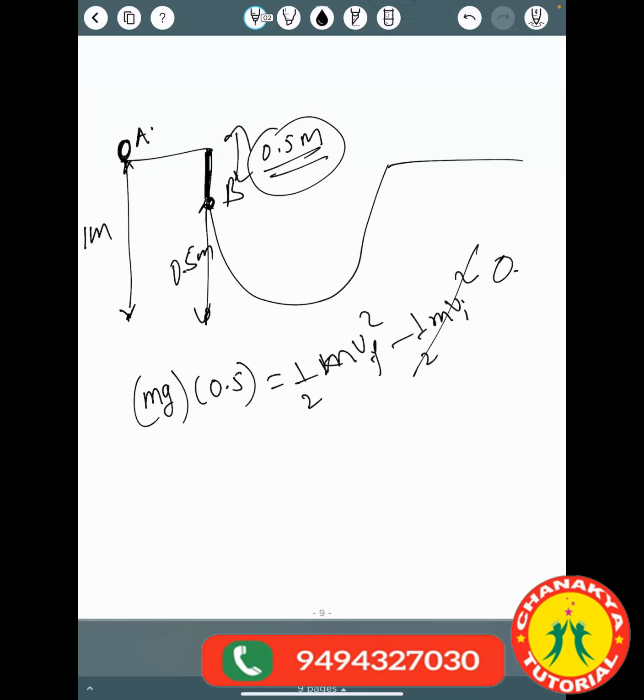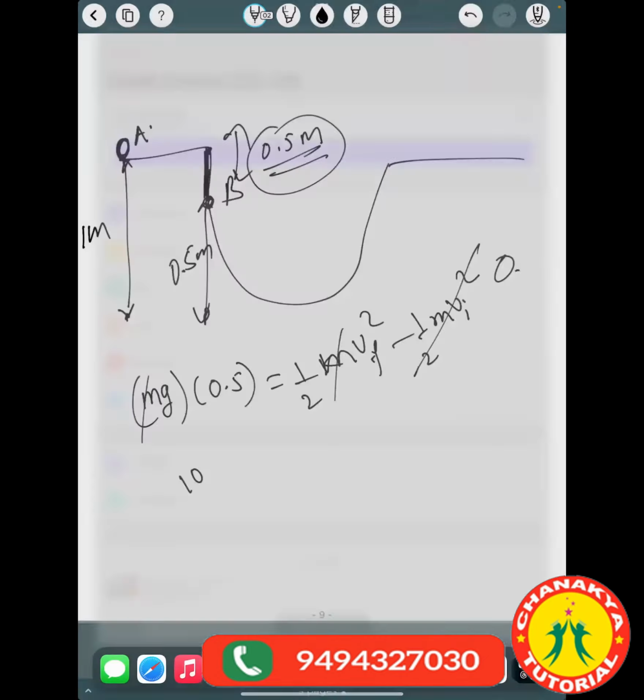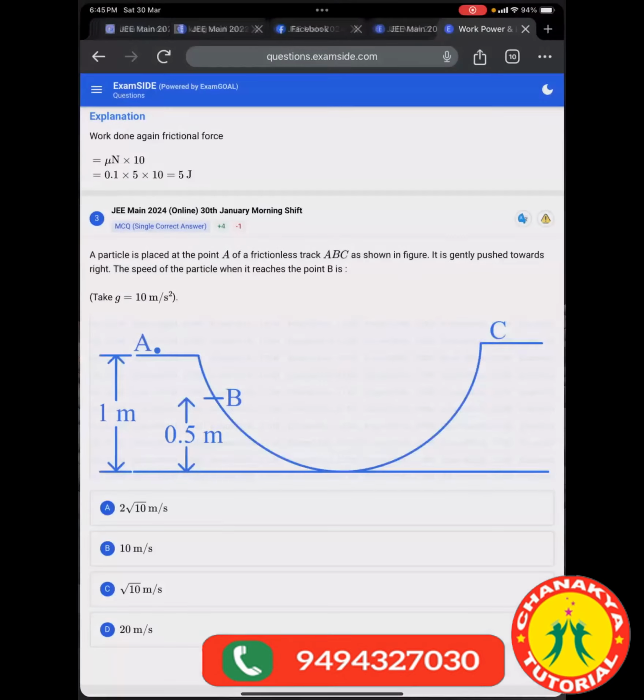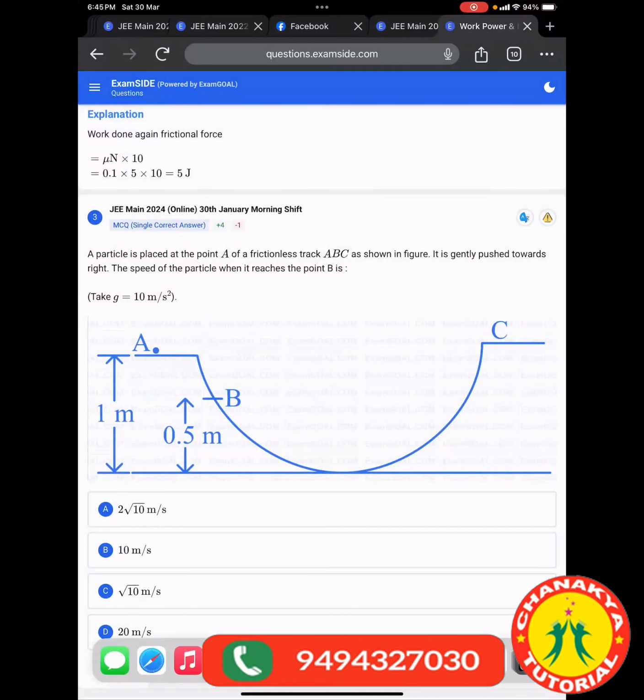Initial is 0. We just released it. Final I want to calculate. M got cancelled out. G is how much? 10, or you can say how much they have given in the question. G, how much they said to consider. G is equal to 10.